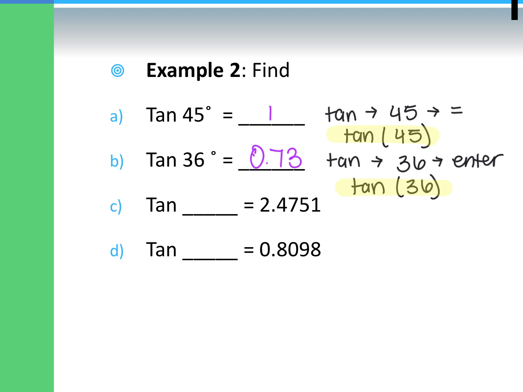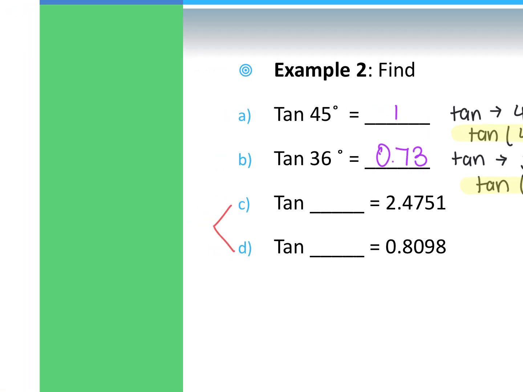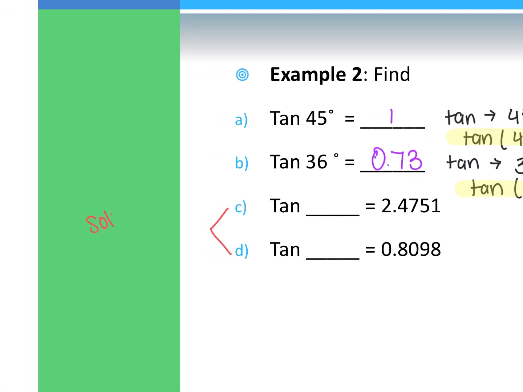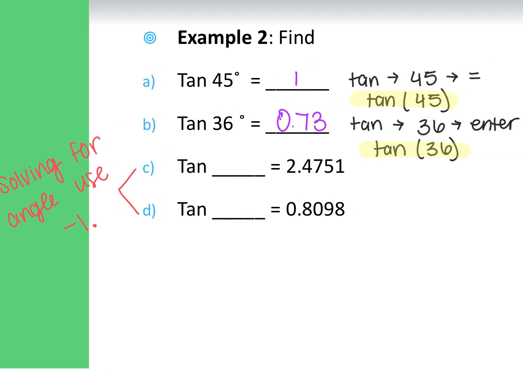Okay, this is a little different, so please pay attention to this. I'm solving for my angle. When you are solving for the angle, you're using the inverse. You're using that -1, the inverse. On your calculators, do you see those sine -1, cosine -1, tan -1 right above the button? It's on the physical calculator. That's what we're going to use.